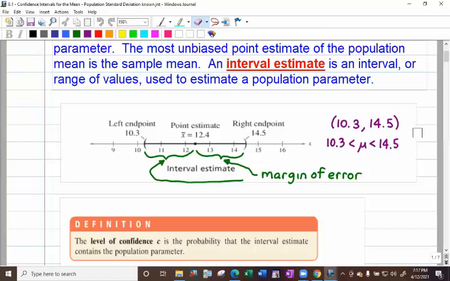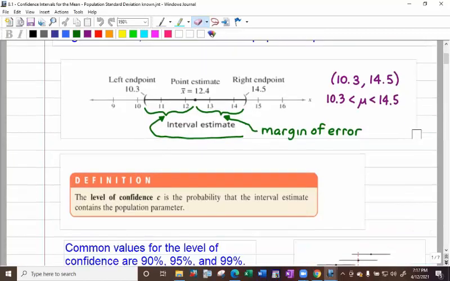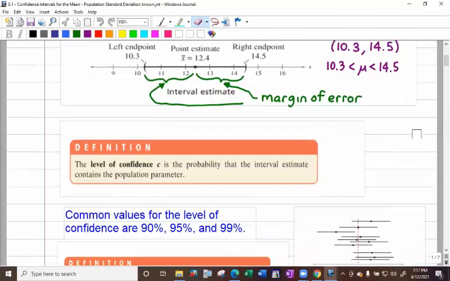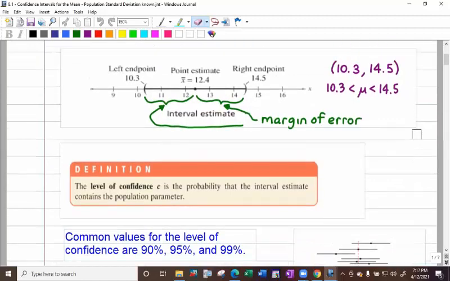Okay. So let's see. Now this next term, the level of confidence, C, is the probability that the interval estimate contains the population parameter.